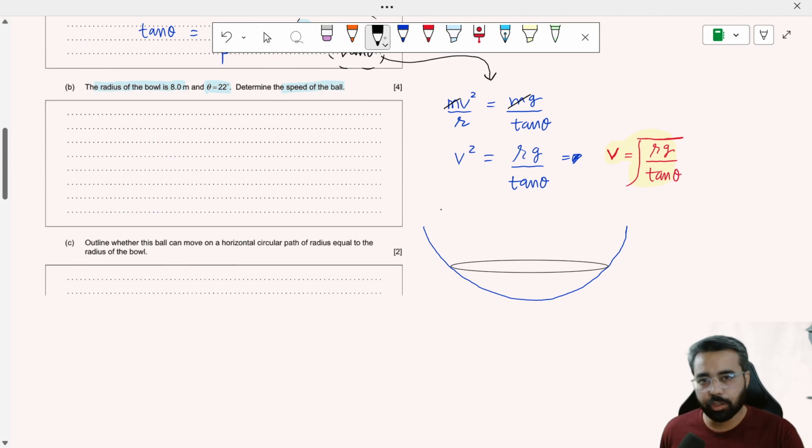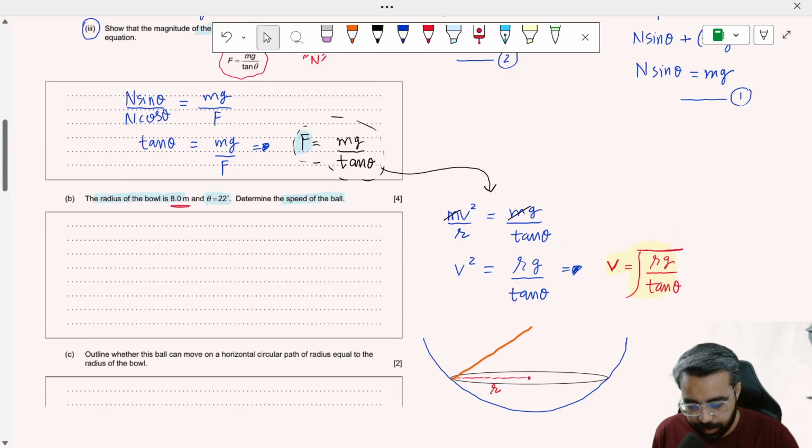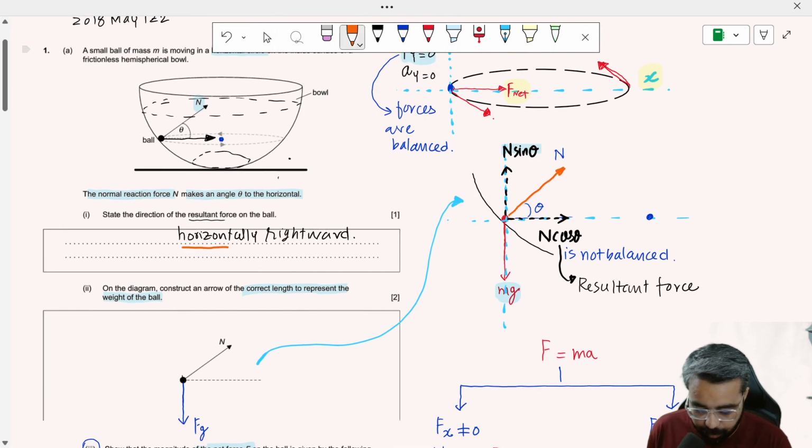Okay students, before I put in the values, don't make one mistake. We know that this is the radius of the circle, which we are calling small r, but we are given the radius of the bowl. It's not the radius of the circle. So the radius of the bowl is 8 meters. Actually, the radius of the bowl is this distance. That's why in the first answer you should not write towards the center of the ball, because the center of the bowl is this point.